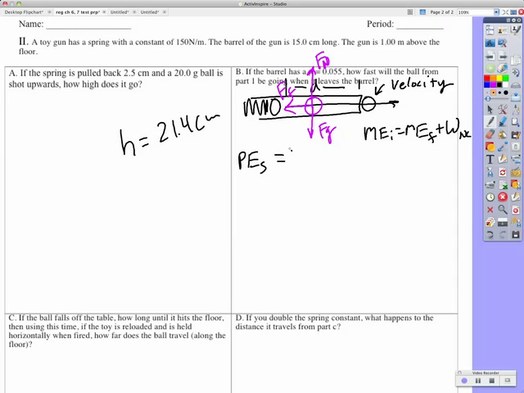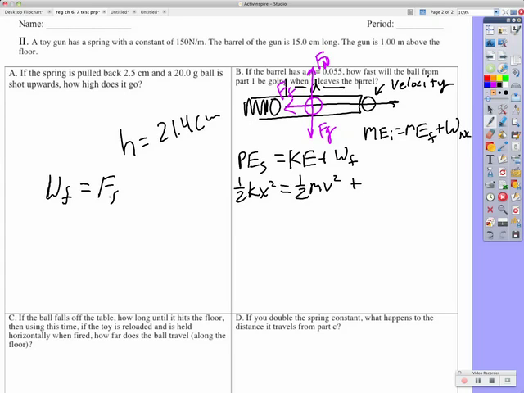So this is 1/2 kx squared. That equals 1/2 mv squared plus. Now let's go over here and use this space. Work done by friction. What is work? FD. So if work is FD, then work done by friction is F sub f times d. Does that make sense? Okay. Yeah, W sub f is always going to be F sub f times d. It's the work done by friction.